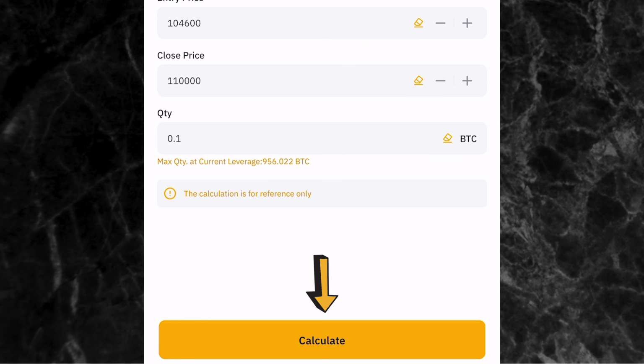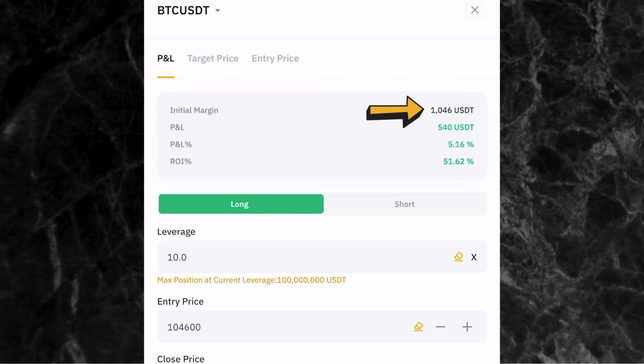If I click on calculate right here, now once you click on calculate, at the top right here, it will show you the initial margin. Initial margin is the amount that will be deducted from your wallet for this trade. That means that you'll be entering this trade with $1,046. Now the P&L is 540 USDT. That means that's the profit you'll be making from this trade. If you enter at this entry price and you close it at this close price, you'll be making $540. And the P&L percentage is about 5.16%.